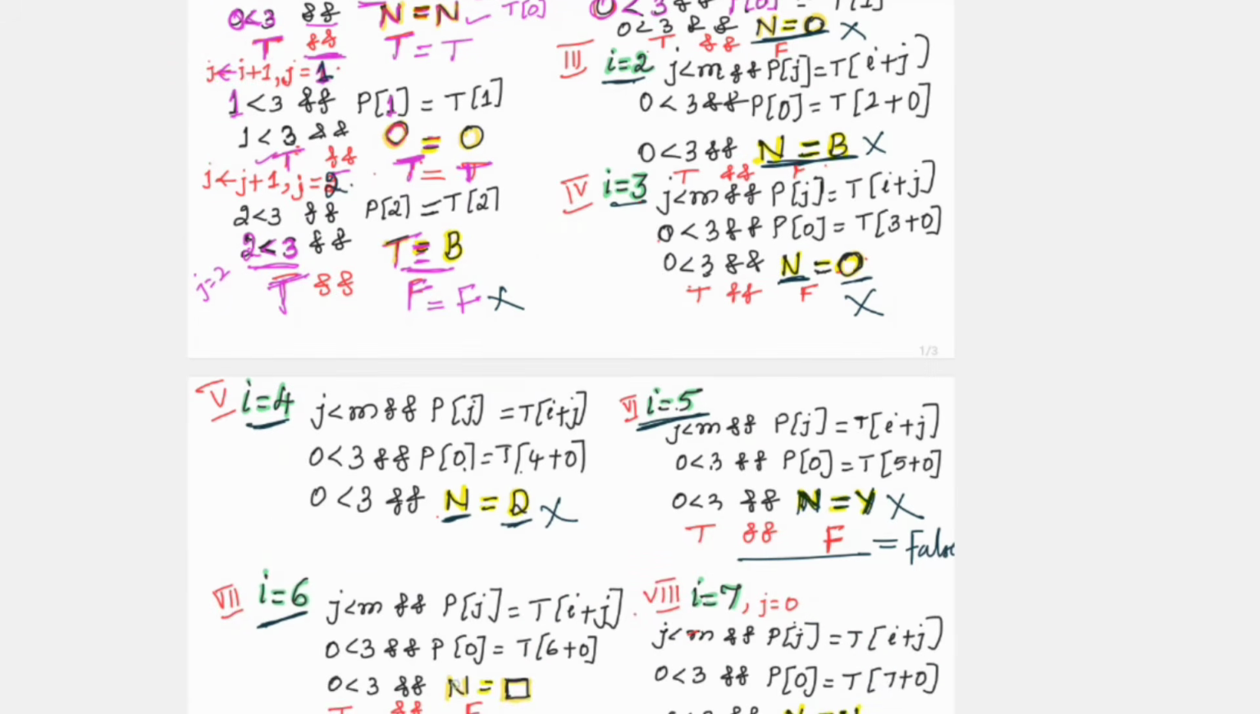Now i became 5. When i became 5, the pattern letter is n and the text letter is y. It did not match. You can see here it is false. So we incremented i by 1. i equal to 6. When i equal to 6, the pattern letter is n and the text has a space character. It did not match. So we incremented i by 1 and i became 7.